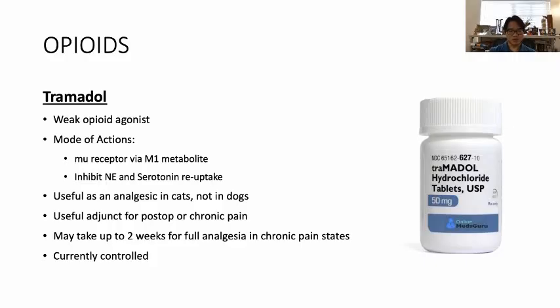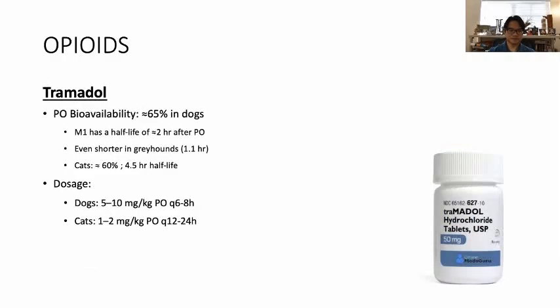Tramadol is also very useful as an adjunct for post-op or chronic pain sometimes. When it is used to treat chronic pain, it may take up to 2 weeks for a full analgesic benefit. And tramadol is a controlled drug currently. The oral bioavailability of tramadol is about 65% in dogs.